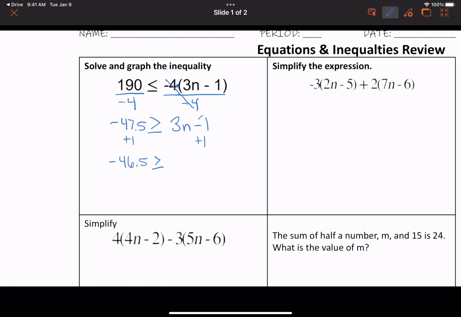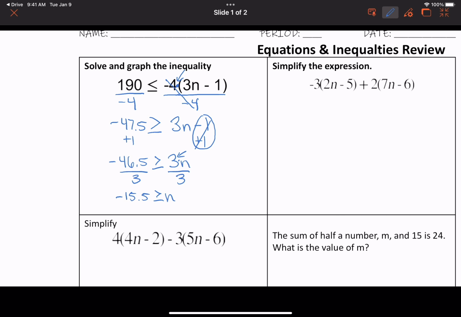Over on the right-hand side, our -1 plus 1 does add up to 0, so we don't need to write that. And over here we have 3n. And the same reason why we divided to get rid of this -4, we are going to divide to get rid of this 3 because it's attached by multiplication. We are not dividing by a negative in this case, so we just need to take that answer that we got before and divide by 3. And that comes out to -15.5 is greater than or equal to n.